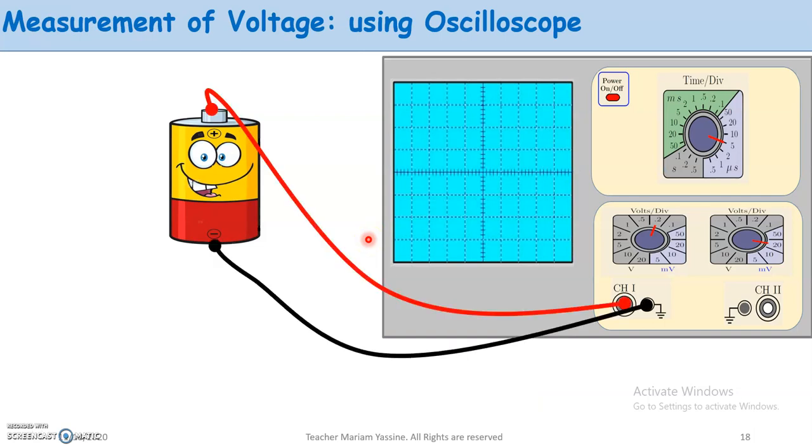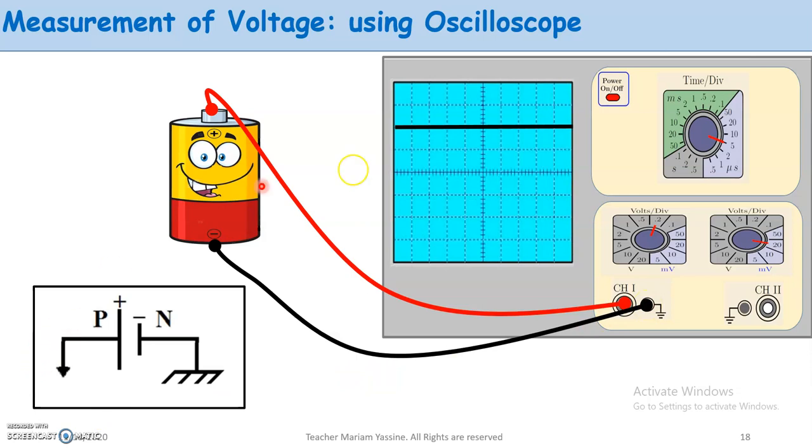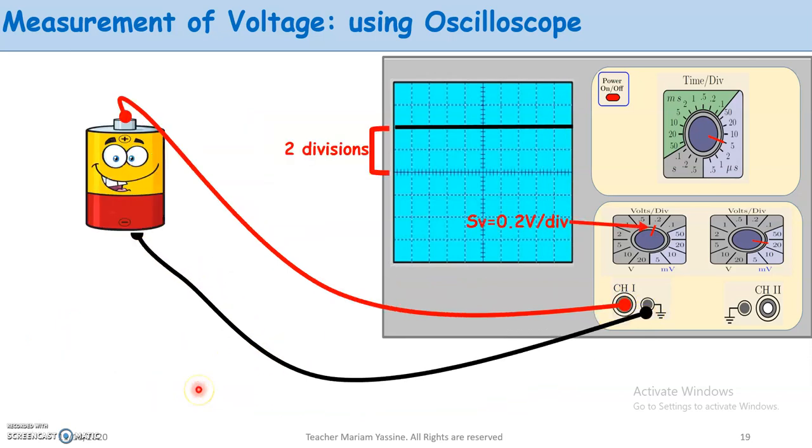Now, how can I connect the oscilloscope across the battery, the lamp, or any component? The oscilloscope is connected in parallel. This is the red wire, which is the phase, the plus, while the black wire is the mass, the minus. This is the symbol of my connection. The phase is connected to the plus of the battery, and the black one, the ground, is connected to the minus. This is the symbol of the ground.